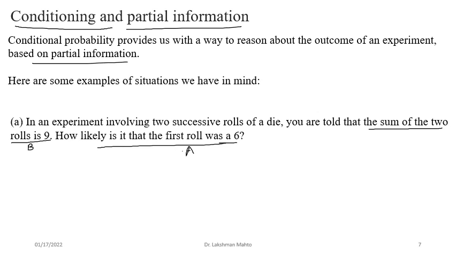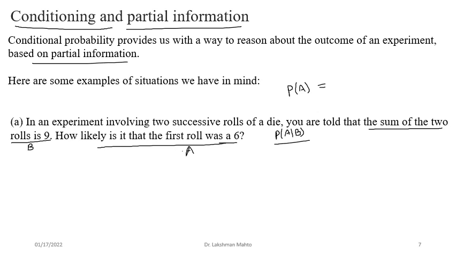Then what do you have to calculate here? Anyone? The partial information is B, so here you have to calculate the probability of A given B. If I simply ask what is the probability of A, who would like to answer?